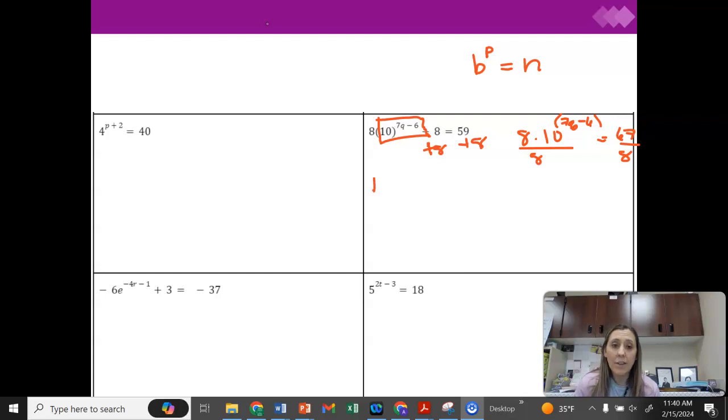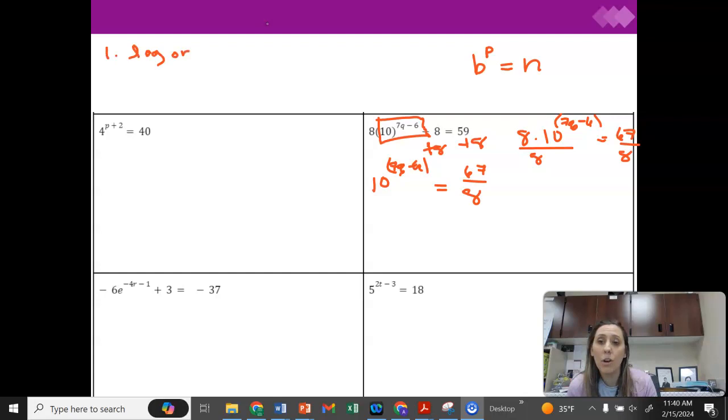So now we have a base raised to some power that we don't know equals a number, which is exactly what we want. Now it looks ugly, but we do have that form. So the first step to solving exponentials is we want to log or natural log both sides.